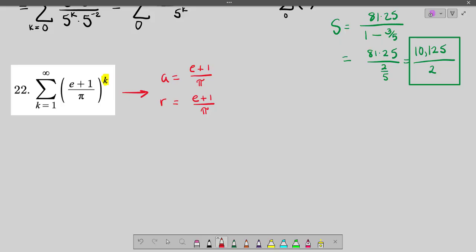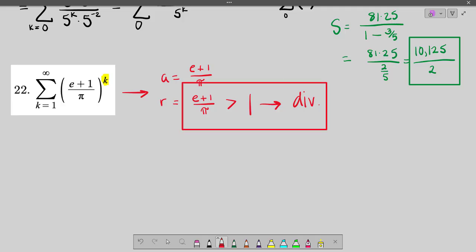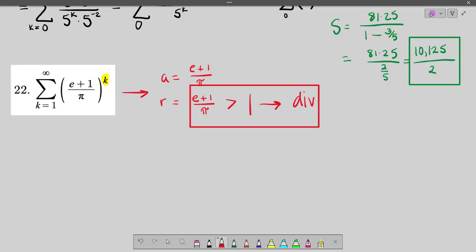Okay, so anytime we have a geometric series, we have to compare the ratio to 1. Is that bigger or smaller than 1? Bigger. So 2.7 plus 1 is 3.7-ish. Definitely bigger than 3.14. So this is greater than 1. And our conclusion would be divergence, exactly. So as soon as we have a common ratio that's not less than 1, we know for sure that we are getting divergence.